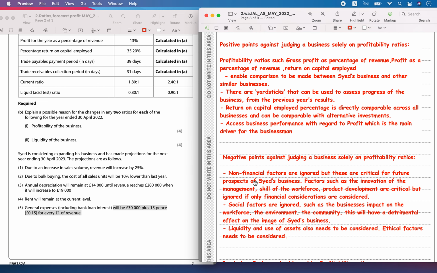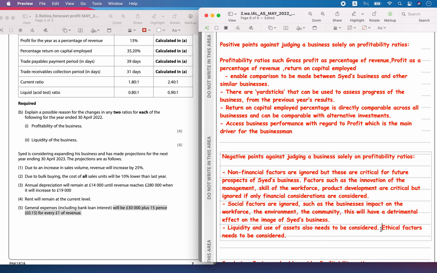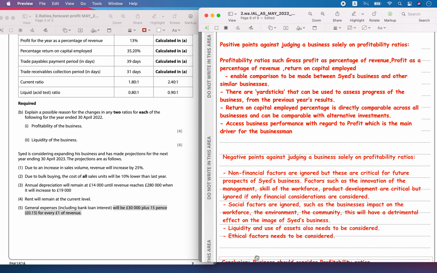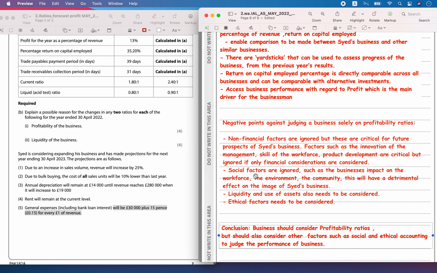However, you should consider other factors also, such as non-financial factors and social factors. You should also consider liquidity and ethical factors. Liquidity ratios as well should be considered when judging the business. So non-financial factors such as product development and employee skill, and social factors such as environmental benefits, environmental considerations, workforce considerations, and employee welfare considerations.